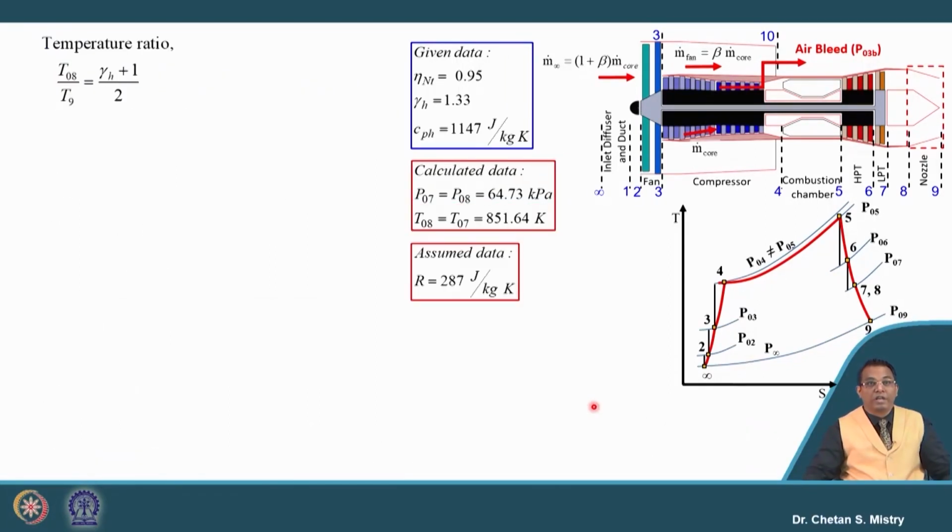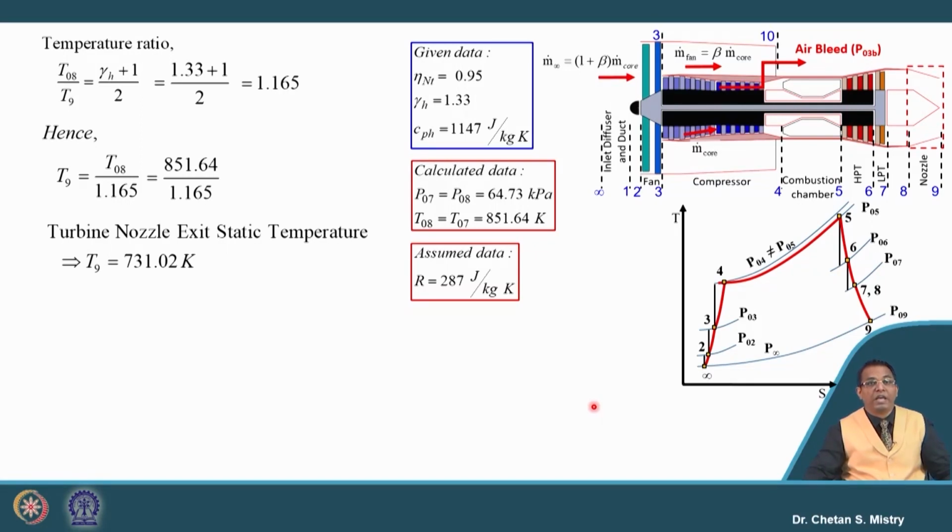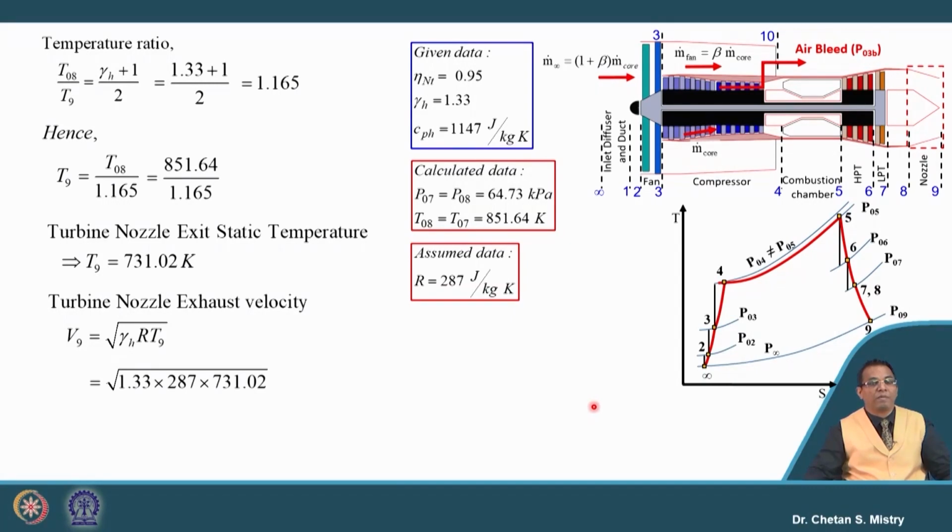Now, let us calculate the temperature. For the choked nozzle, the temperature ratio is given by (gamma plus 1) by 2. Putting in these numbers, the static temperature at the exit of the nozzle is 731.02 Kelvin. Once we have this temperature, we can calculate the turbine nozzle exhaust velocity, which is the square root of gamma R T9. The gamma value, R value and temperature value are known to us, and this gives the exhaust velocity from the turbine as 528.24 meters per second.